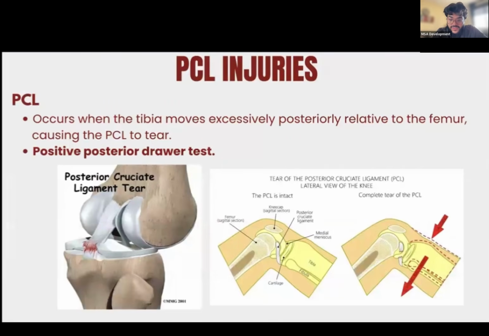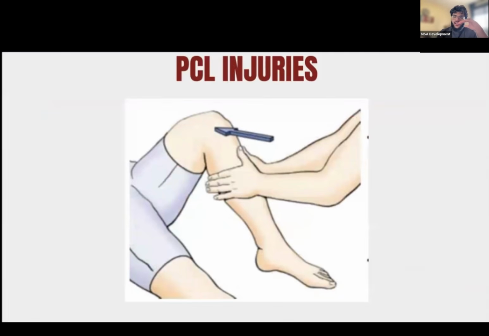Next up, we have the PCL tear. A PCL tear occurs when the tibia moves excessively posterior compared to the femur. It's very commonly seen in dashboard injuries. When the knee hits the dashboard, the tibia moves posteriorly, and you get this sort of injury. How do you test for this injury? You do a posterior drawer test. It's the same as the anterior drawer test, but in this case you're pushing it inwards. You put the knee at a 90-degree flexed angle and push the tibia to see if there's any laxity or if it goes backwards.